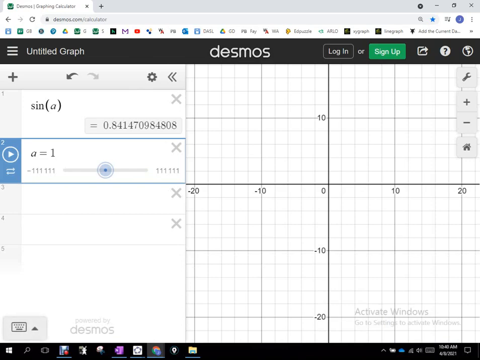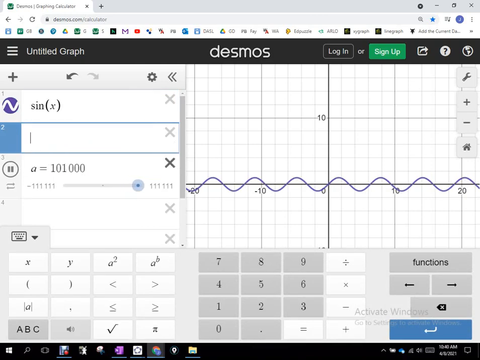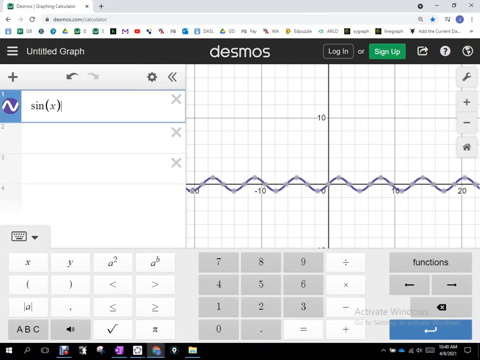But when I play this, I'm going from negative 111,101. That's a hard number to say. So I'm at 100,000, negative 100,000, positive 100,000, and I never get a situation where it does not evaluate and gives me an undefined value, right? So x can be anything. My input can be anything that I want it to be.